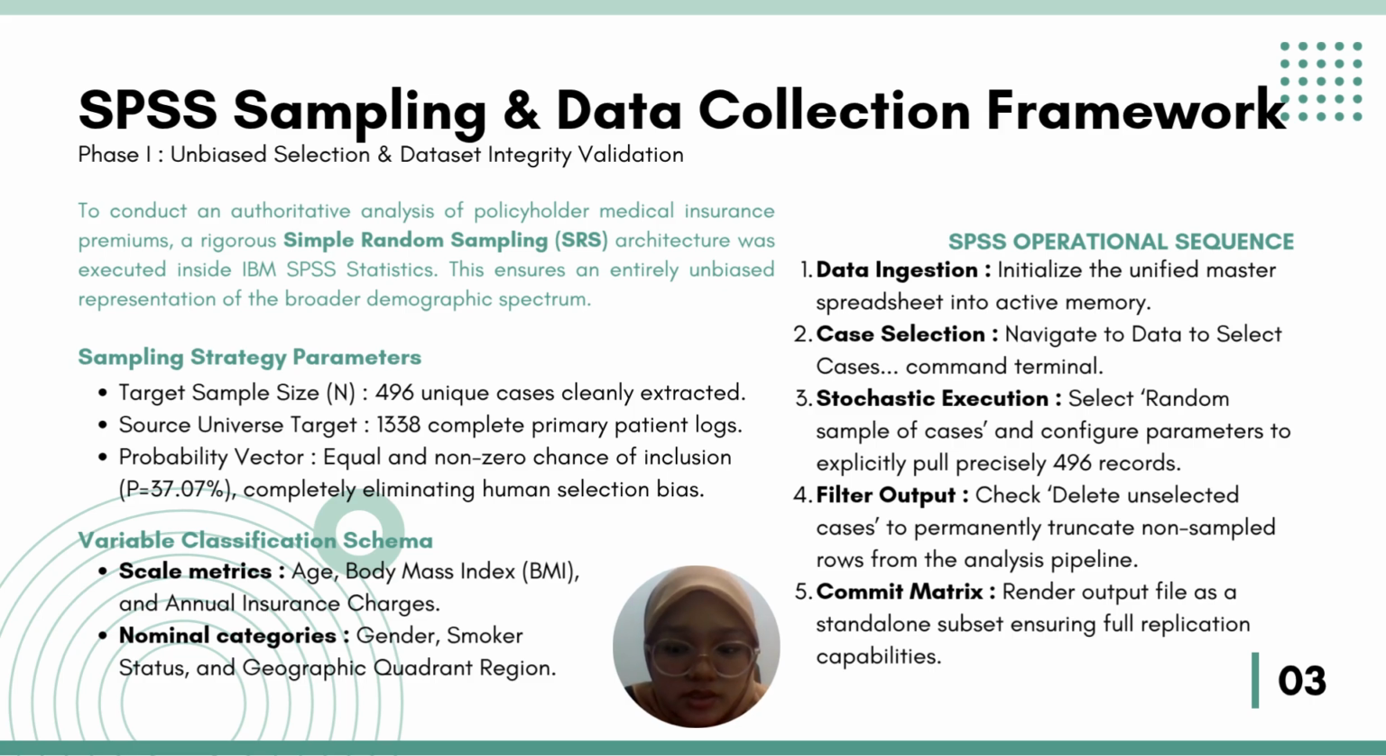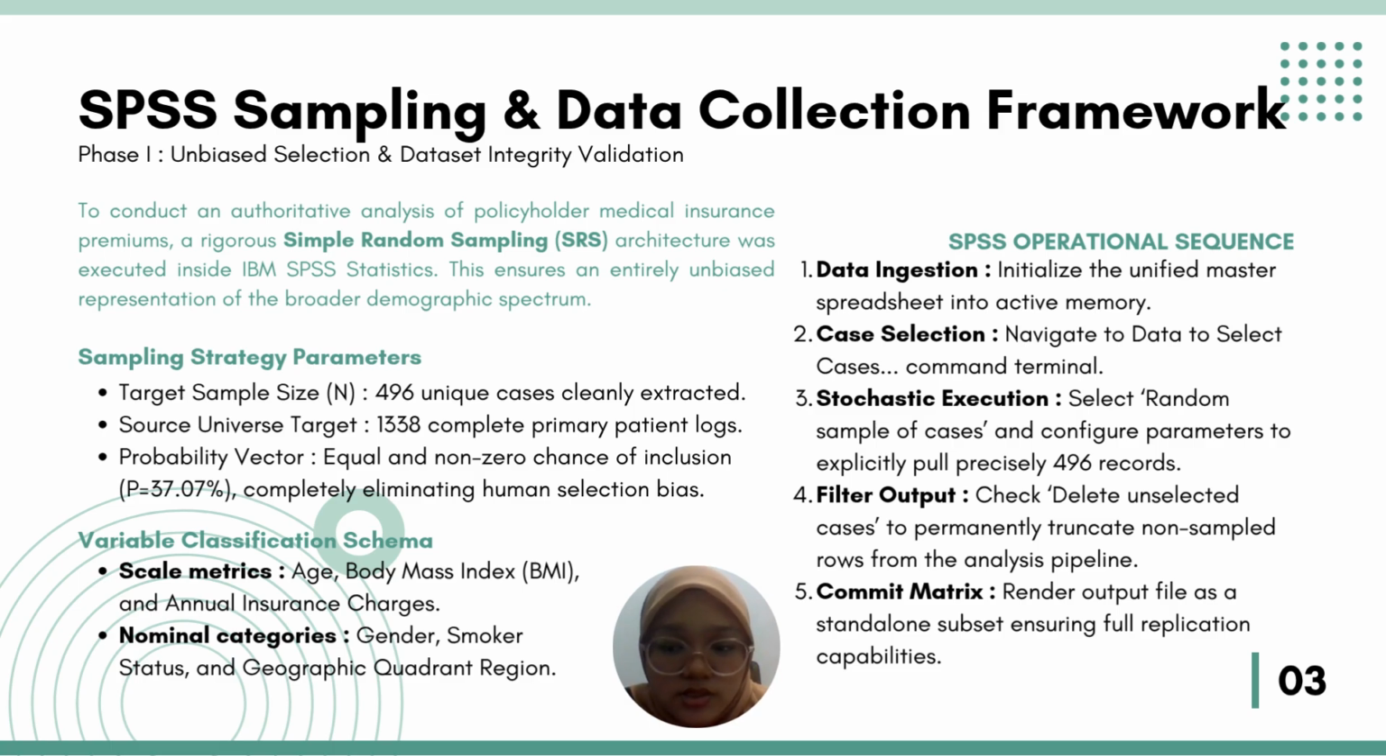For the sampling strategy parameters, we selected 496 respondents from a total population of 1,338 cases. Since each case had an equal probability of being chosen, the sampling process was objective and reliable. Next, under the variable classification schema, the variables were divided into two categories. The first category is scale variables, which include age, body mass index or BMI, and annual insurance charges. These are numerical variables that can be measured continuously.